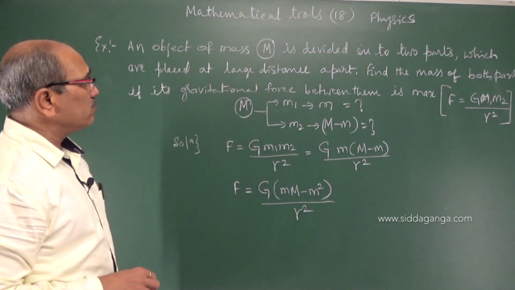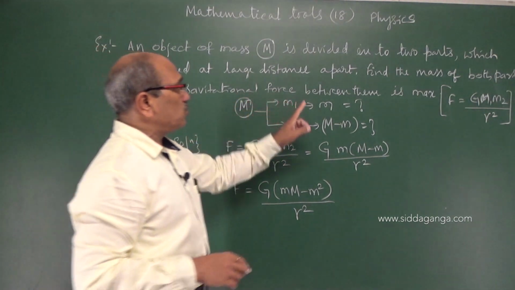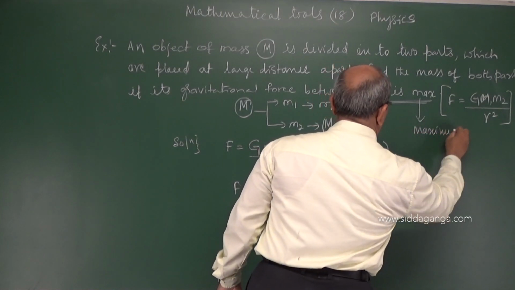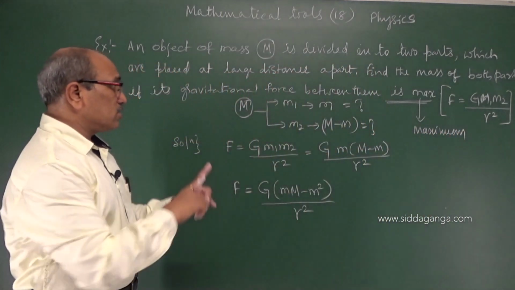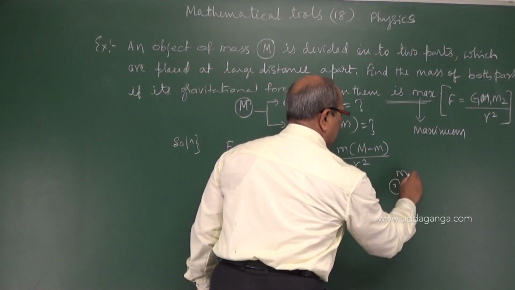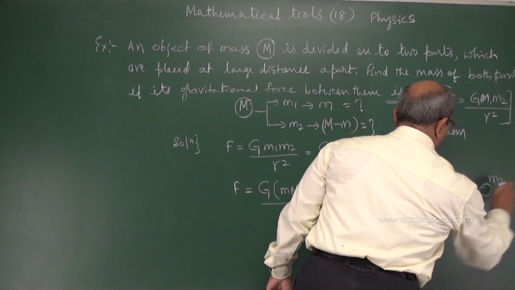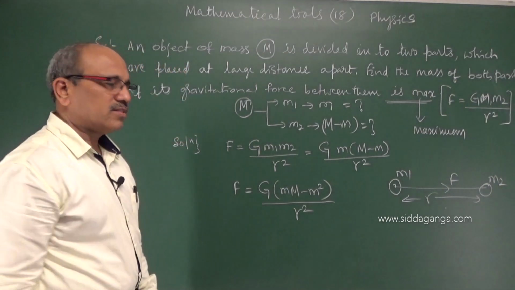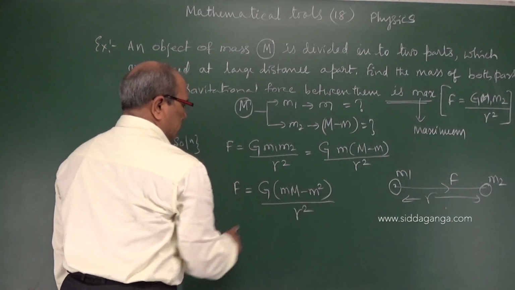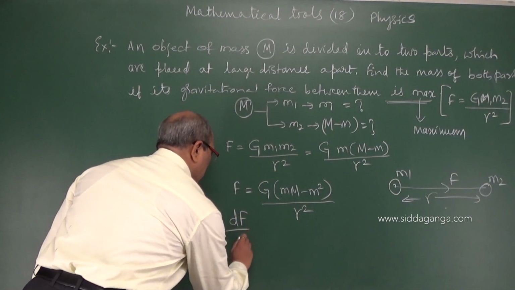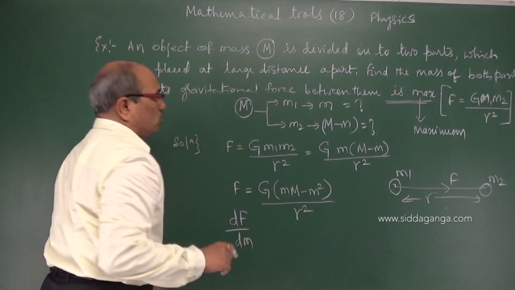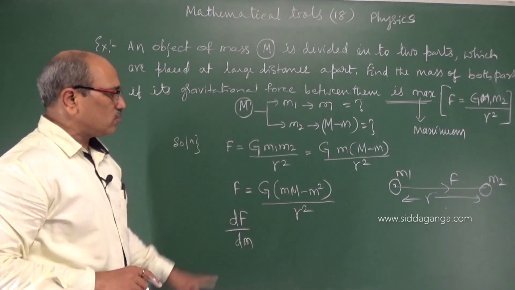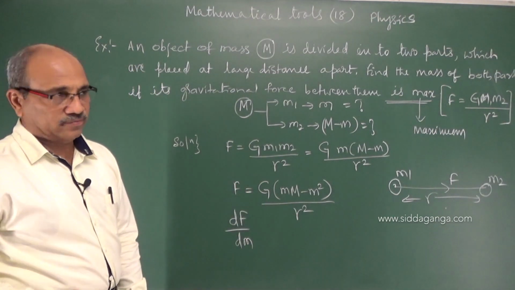What is the condition? Gravitational force between them should be maximum. Here, the distance of separation between them is large. If it is m1, if it is m2, the separation between them is r, and this is the force acting between them. It's large. That means differentiation will help you, with respect to the mass which you divided. Because capital M is constant, G is constant, r is constant. The variable is m, which I want to determine.